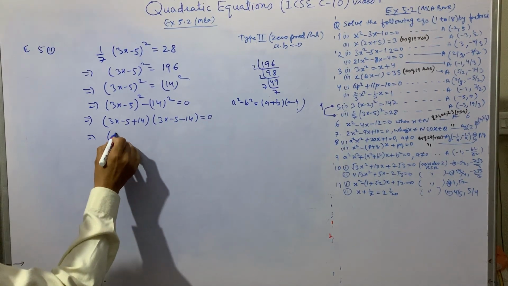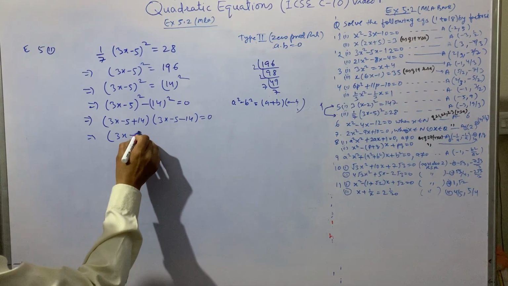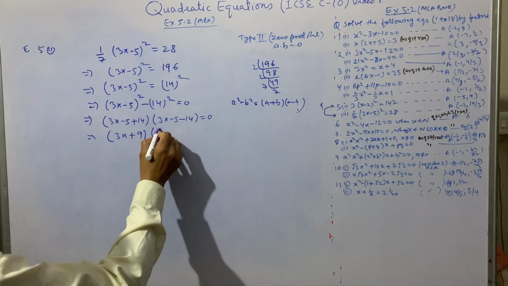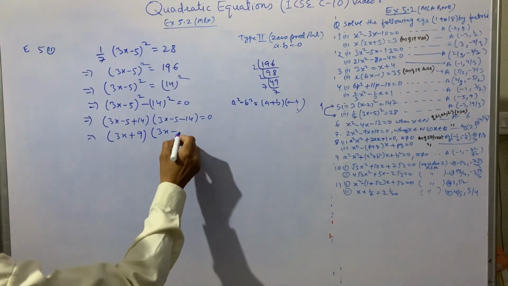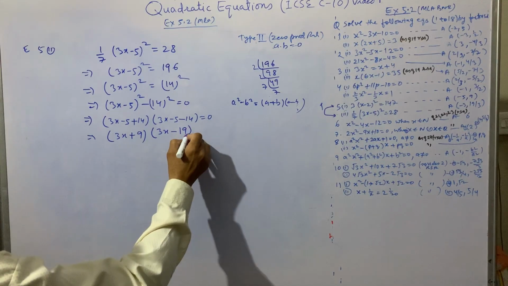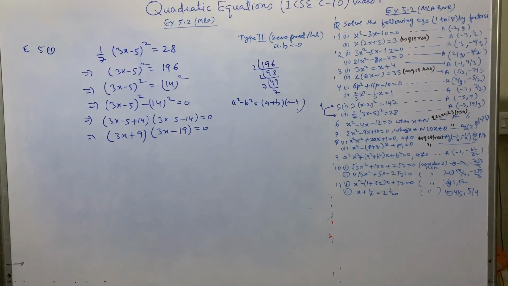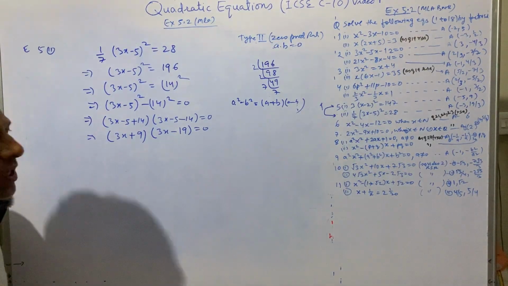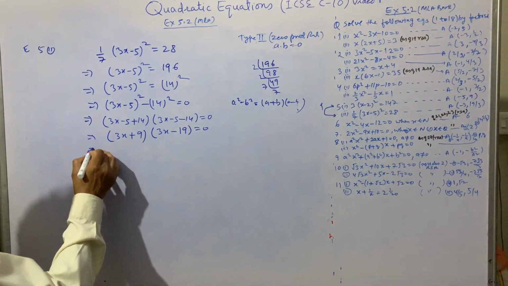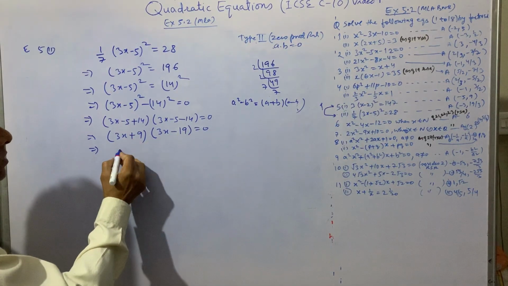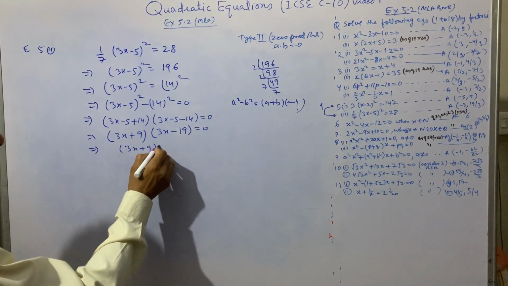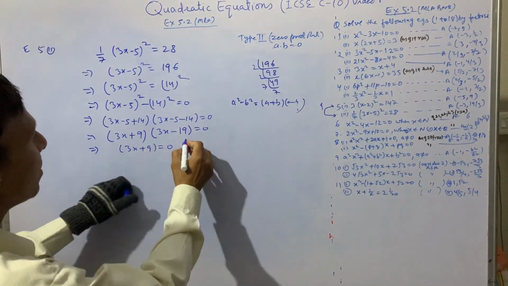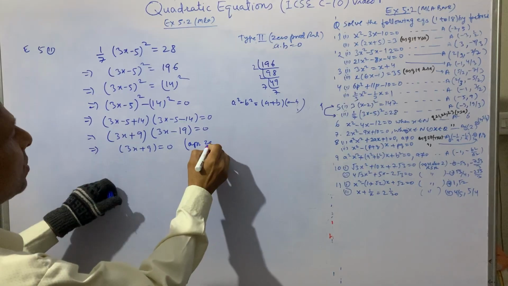So on solving, we get 3x plus 9, and here we get 3x minus 19 is equal to 0. And in this way we get a dot b is equal to 0. Now zero product rule can be applied over this. So on taking the a part equal to 0, we get 3x plus 9 is equal to 0.